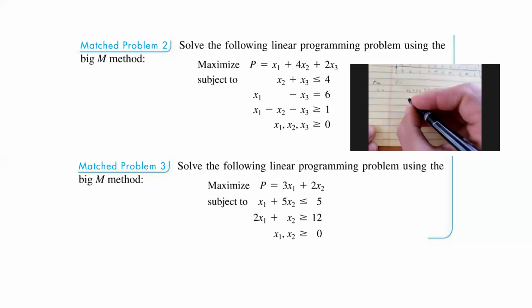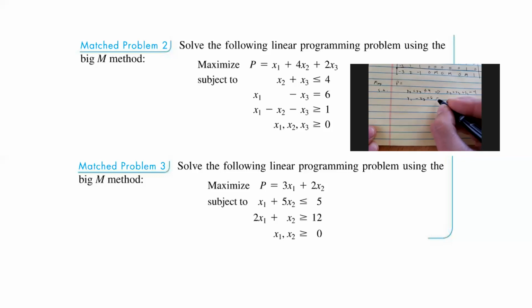Now the next one we have is x sub 1 minus x sub 3 equals 6. Well, this requires an artificial variable. So we'd have x sub 1 minus x sub 3 plus A1 equals 6.